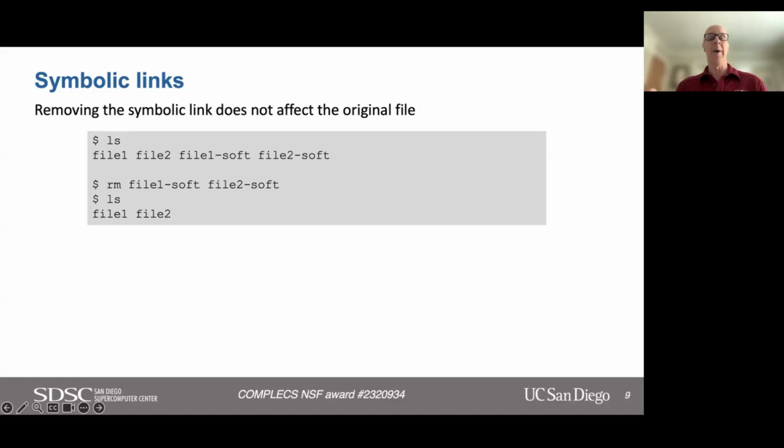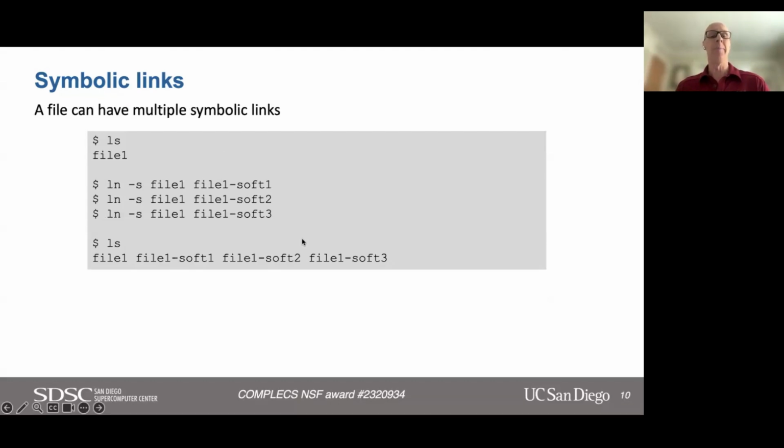When we remove a symbolic link, it does not affect the original file. So again, let's look at the contents of our directory. We have file1 and file2, and then we have our two soft links, file1-soft, file2-soft. We can go ahead and remove those soft links, and we'll see that our original files were not affected.